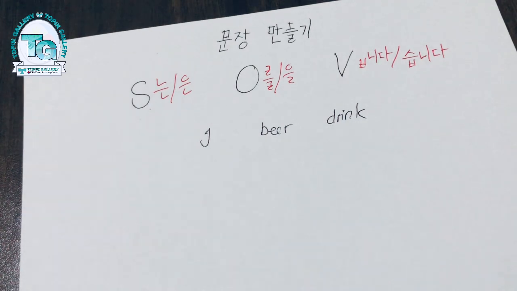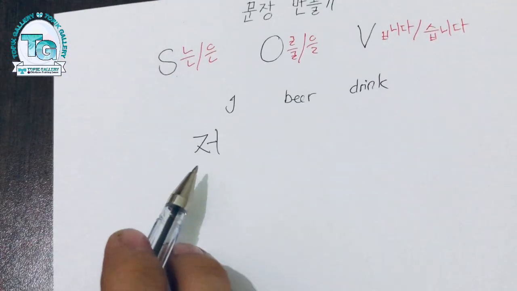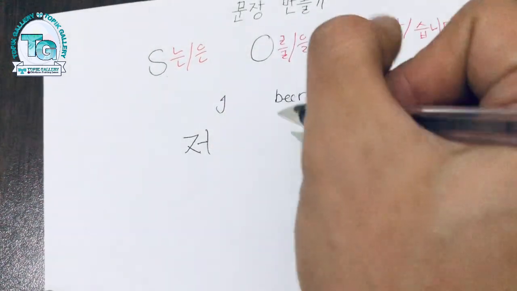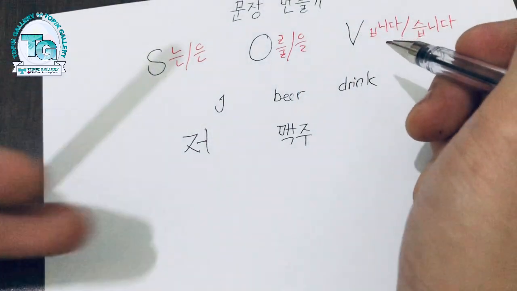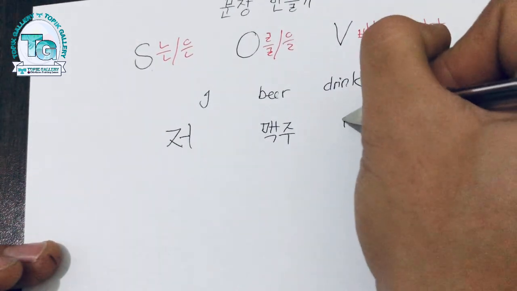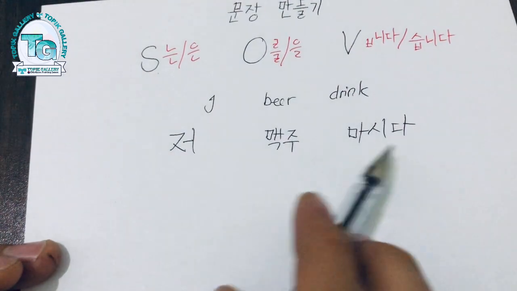So now let's translate I in Korean. What is I in Korean? We have two: the formal form, jo, and the informal one. Let's use jo first. So jo is the I in Korean. Next is beer. How do we say beer in Korean? It's 맥주, beer. And drink is 마시다. The dictionary form is 마시다.